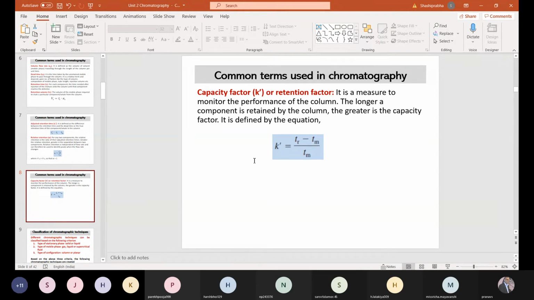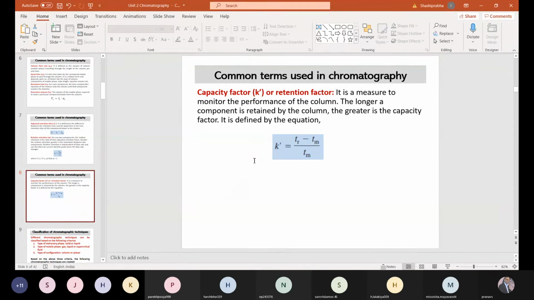Chromatography cannot find out the names, honestly. Chromatography cannot help you in that until and unless you have reference standards for those components.